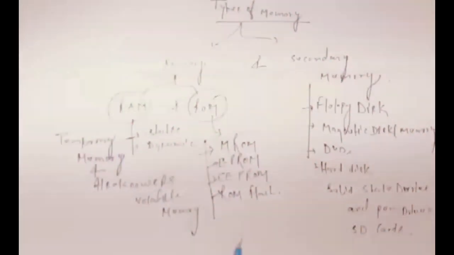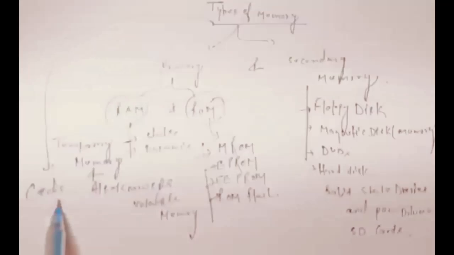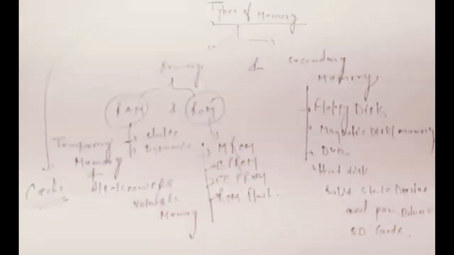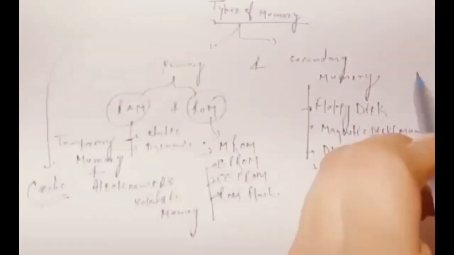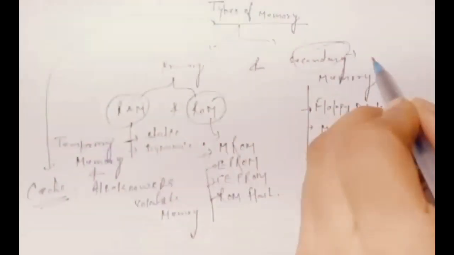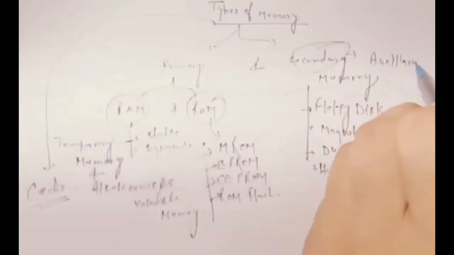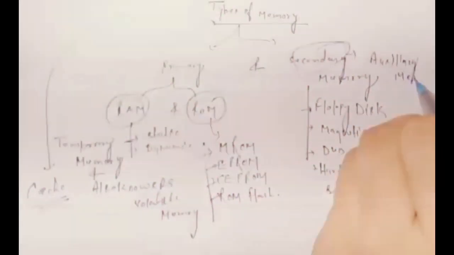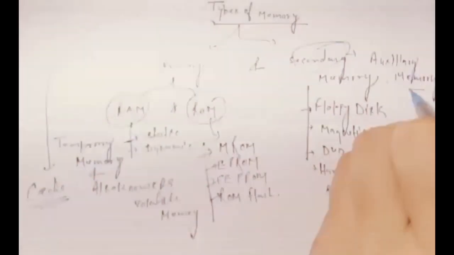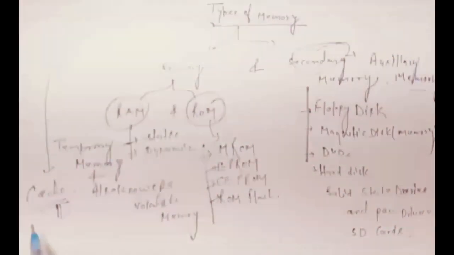Some other memory is also known as cache, and it is also known as secondary memory, also known as luxury memory. The memory is a fast memory.